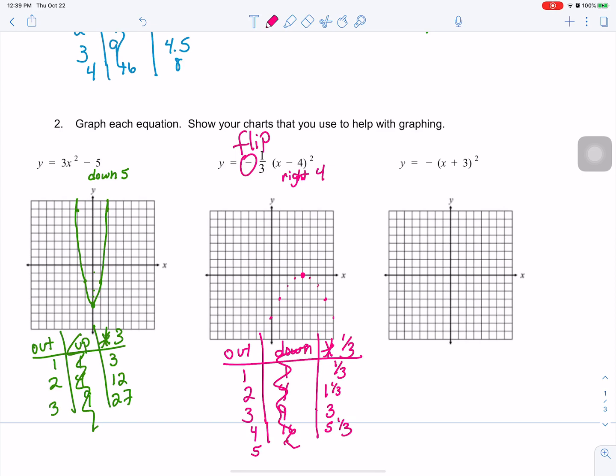So if I did 5, that would be 25, because remember I just square those to get that next piece, and that's going to be 8 1/3. So that should give me enough to get me just a little bit off my chart there. And then I draw it in. So as long as it would fit on that grid, I want to make sure I'm doing this.